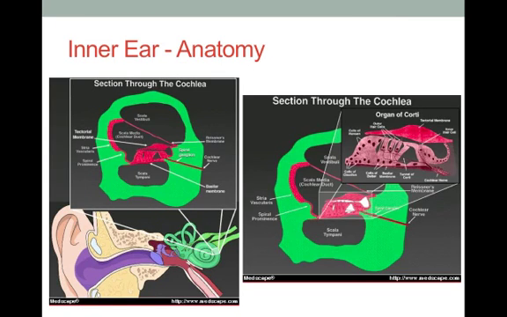Another illustration of this cochlear partition, and the organ of Corti sitting on the top of the basilar membrane.